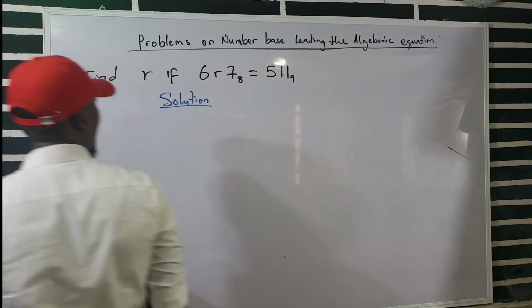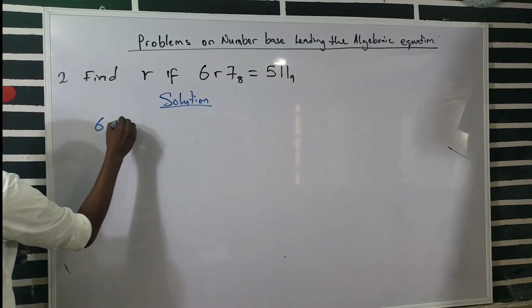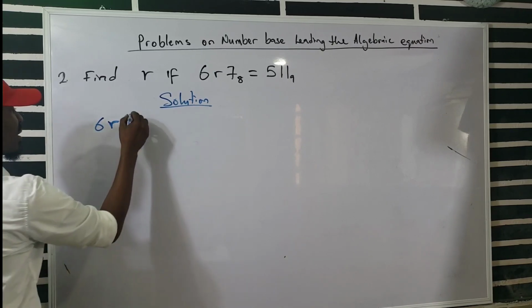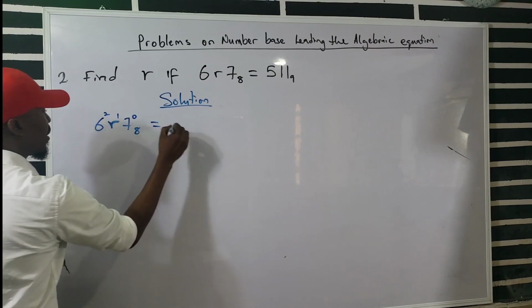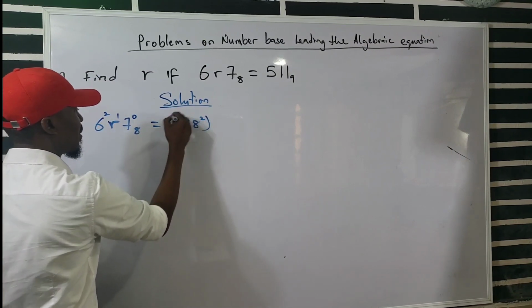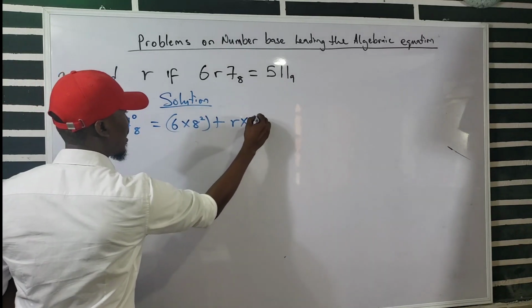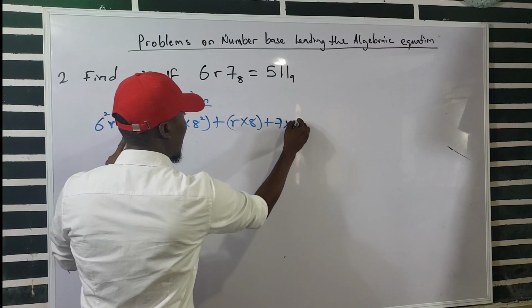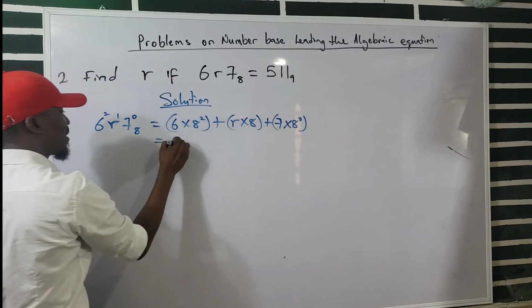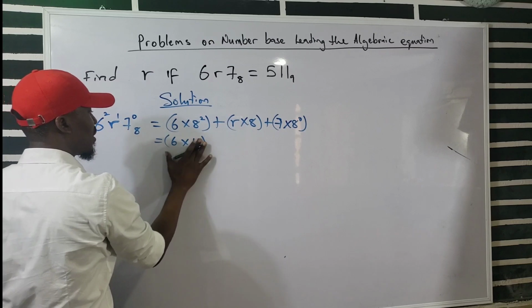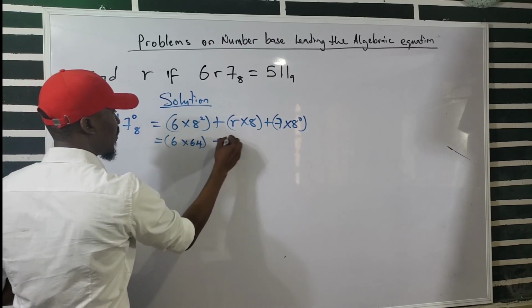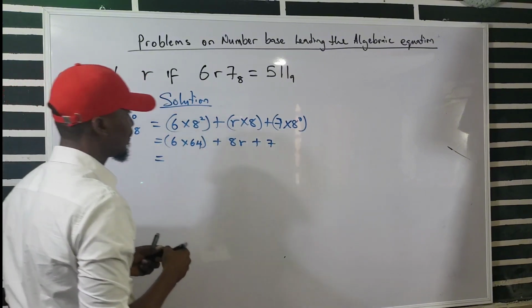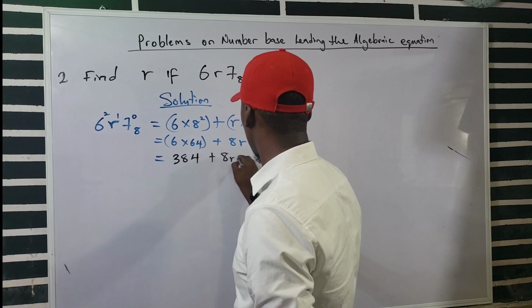So let's solve that. We have 6r7 base 8, convert to base 10. That will give you positions 0, 1, 2. That will give you 6 times 8 squared plus r times 8 plus 7 times 8 to the power 0. So that will give you 6 times 64 plus 8r plus 7. So that will give you 384 plus 8r plus 7.